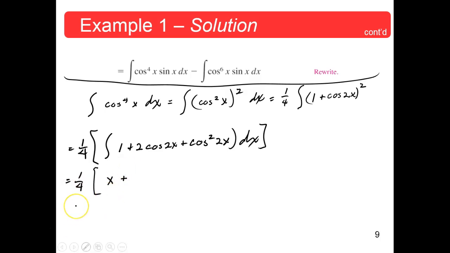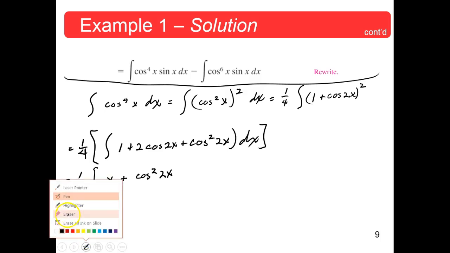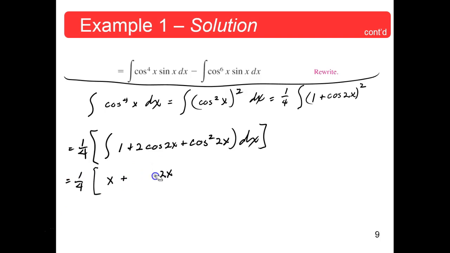Okay. Plus what? Cosine squared 2x. Now, is that enough? No, that's not right. That's not a polynomial. You can't do that. What's the antiderivative of cosine? Is what? Okay, decide. It is sine. Okay. Sine 2x.